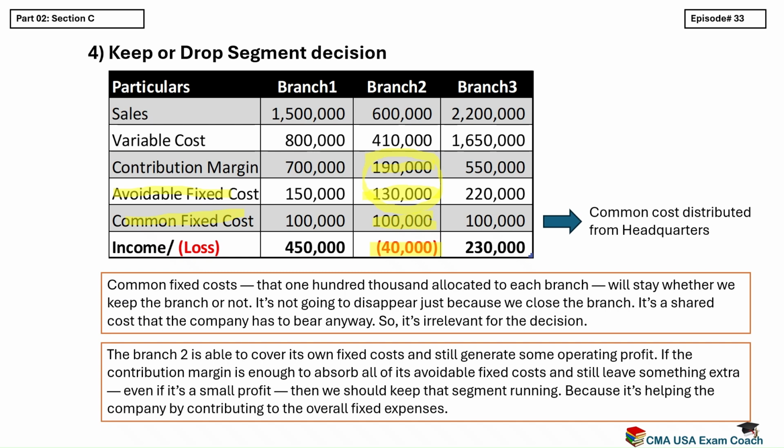So remember, it's not just about the bottom line profit or loss shown in the income statement. It's about whether the branch can stand on its own, cover its variable and avoidable fixed costs, and still support the company. If yes, we keep it. If not, we drop it.